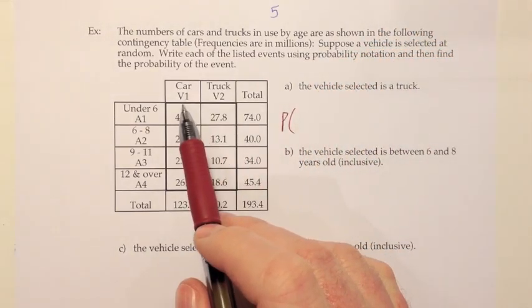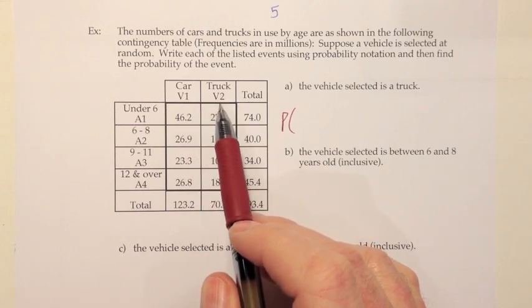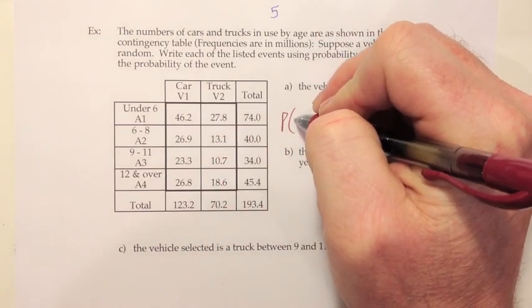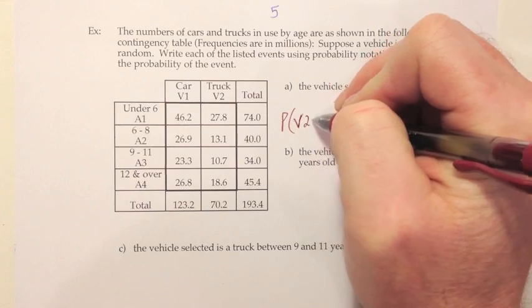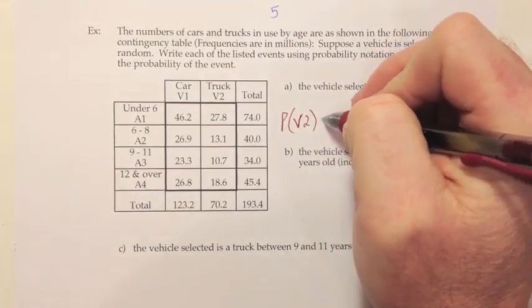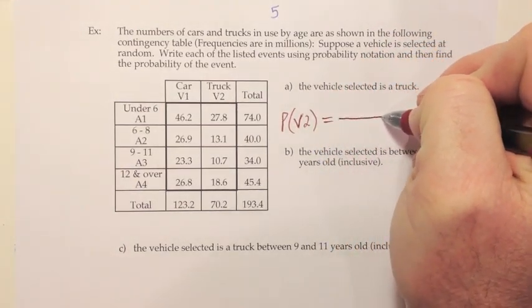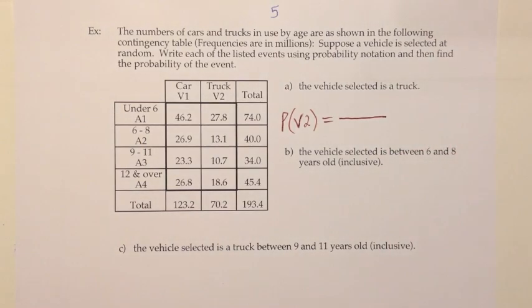Well, the type of vehicle is our V variable, and a truck is option V2. So I'm going to say they want the probability of V2 right there. And then when you go to do your probability, you want to start out with a fraction and then change it to a decimal afterwards.